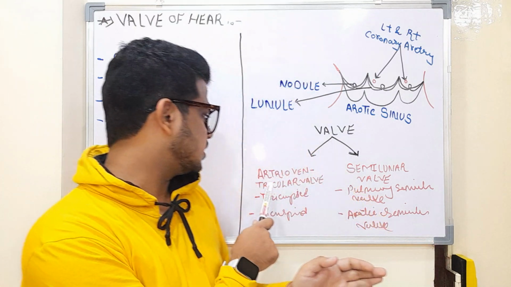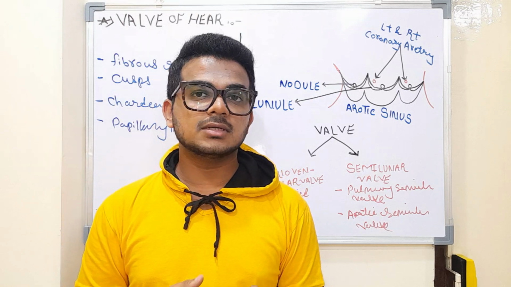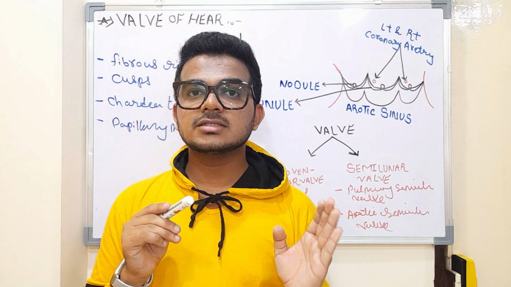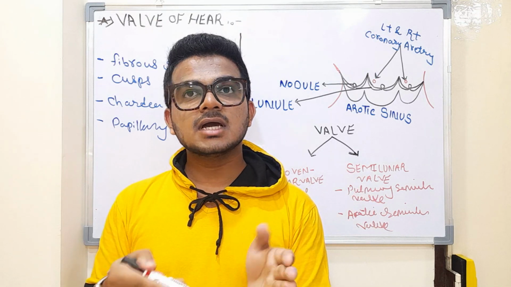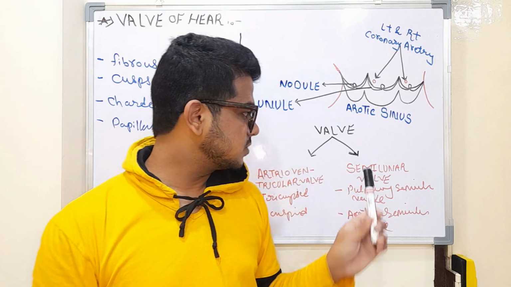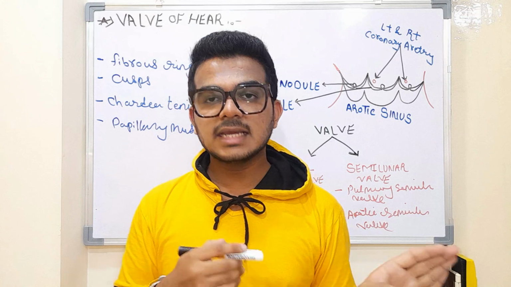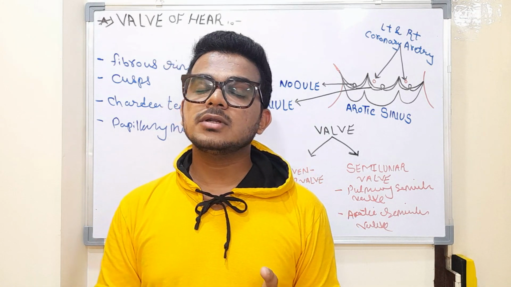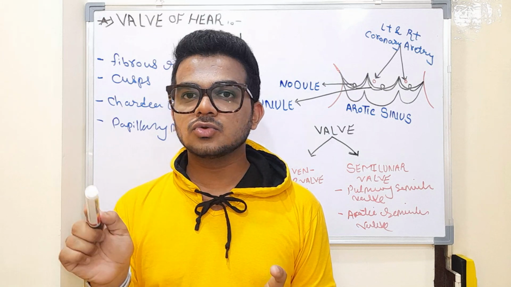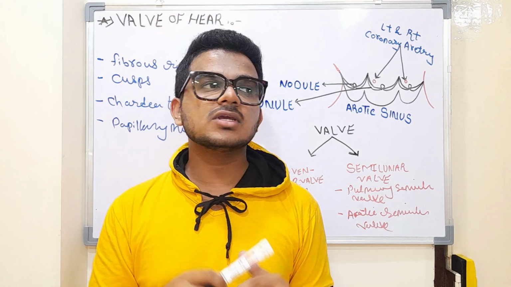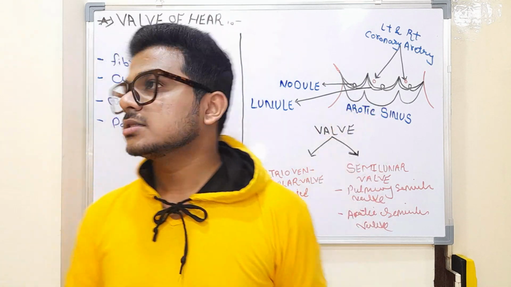if you see in the atrioventricular valve, on the right side only 3 cups are present, and on the left side 2 cups are present. But in the semilunar valve, it is not like that. In the semilunar valve, there must be 3 cups. There are no 2 cups or 1 cup. There are only 3 cups. So that is the cup.